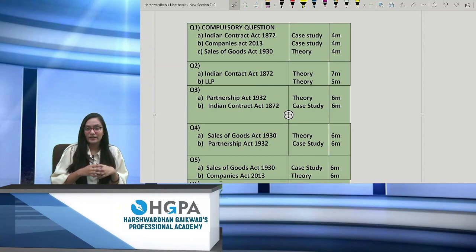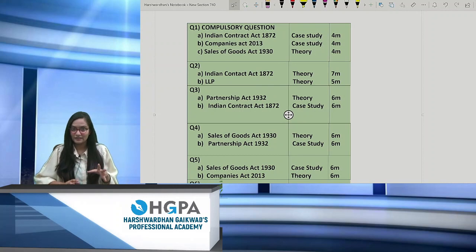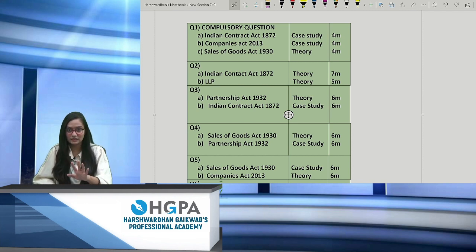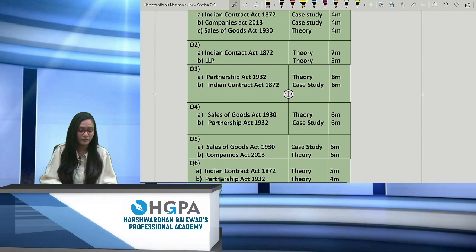Basically, there are 5 acts that we have to study. In law, the main issue is theory questions and case study questions. So presenting your case study questions is a task. The conclusion everyone knows, but how to reach and how to write that conclusion becomes your task. For that, this is a bifurcation.